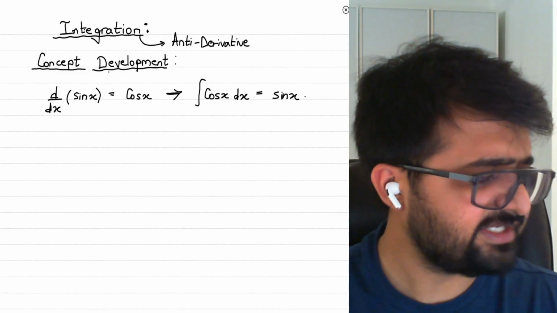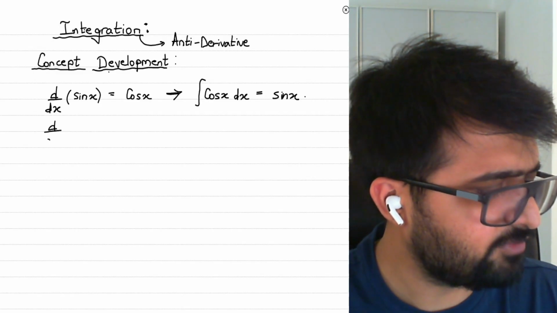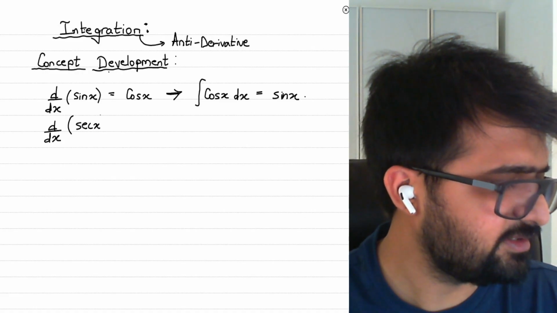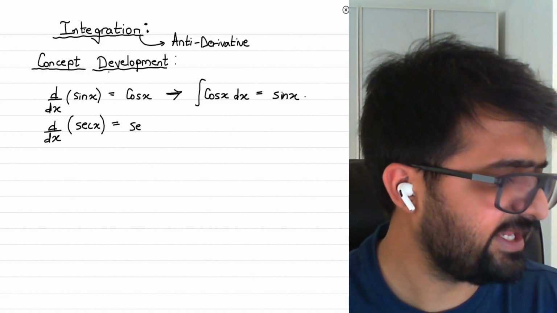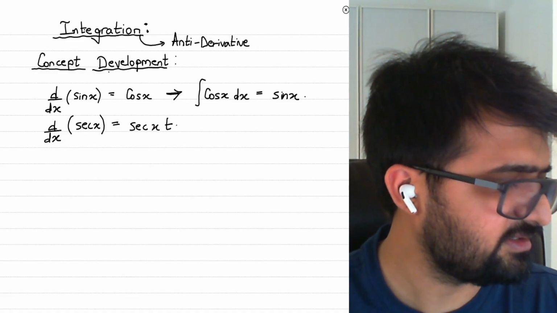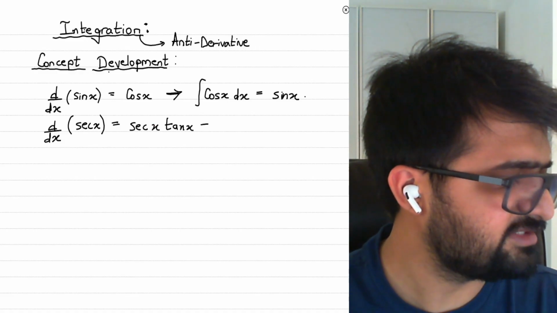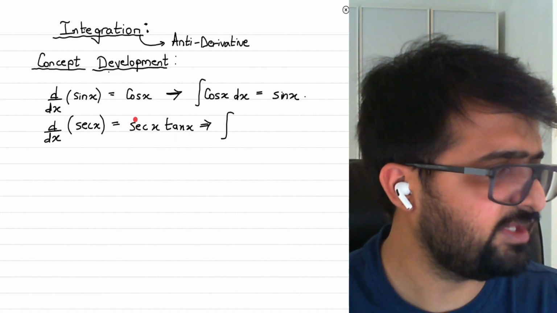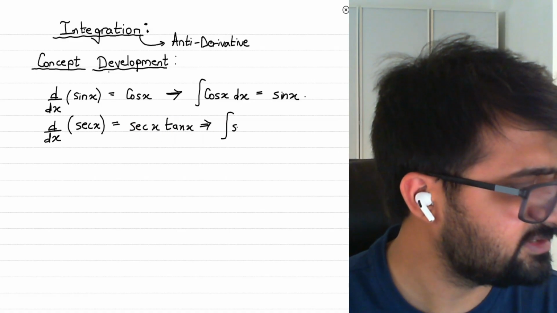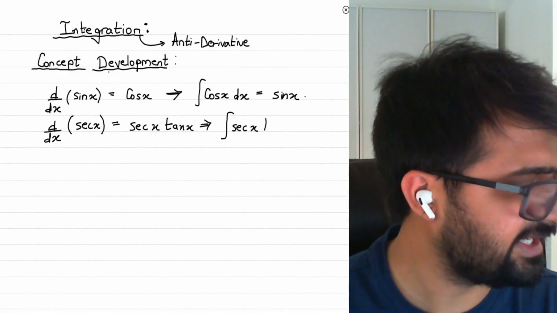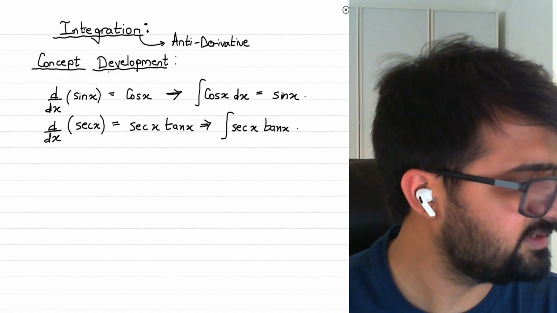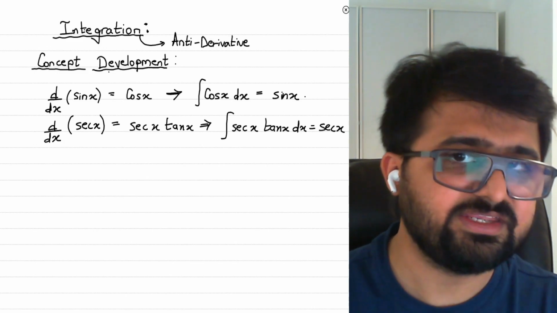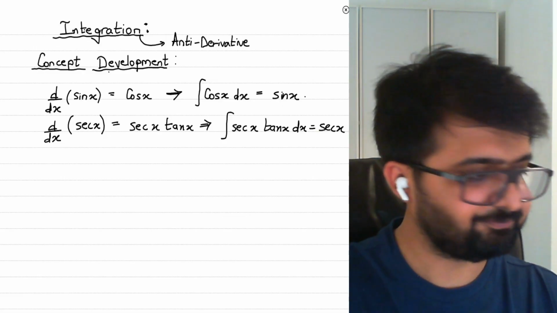All right, let's take a couple more examples. We know derivative of sec x is sec x times tan x. This means integral of, so it's reverse. So integral of this sec x tan x, integral of sec x tan x with respect to x is equal to sec x. It's exact opposite of derivative.